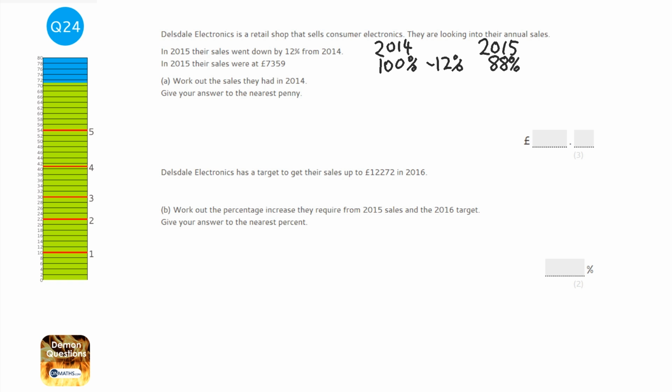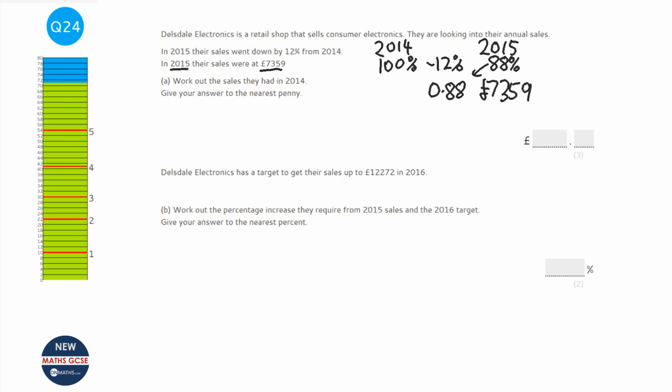Now, as a multiplier, and this is the best way of doing this, 88% divided by 100, make it a decimal, is 0.88. Now that number, 0.88, is what we times the 2014 sales by to get 2015. But in this question, we're given the 2015 sales, so we're given this one here.